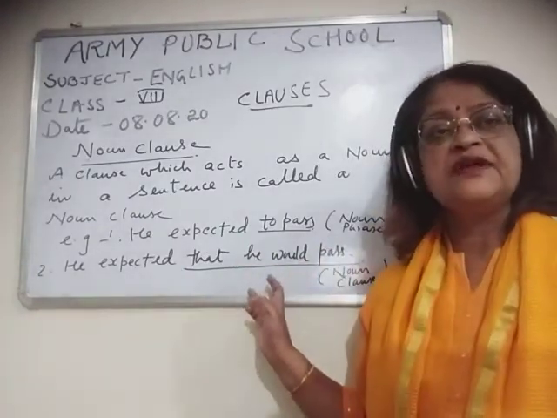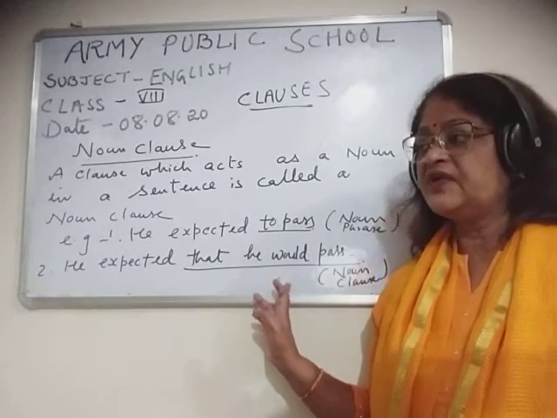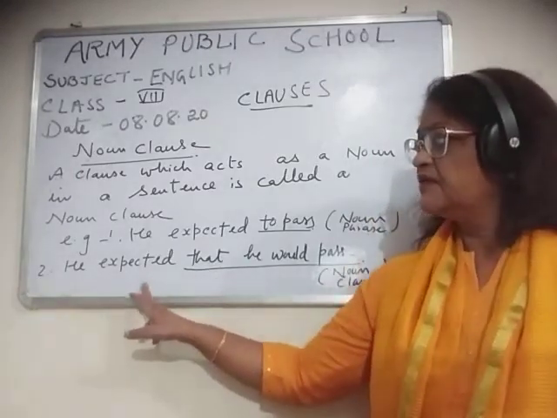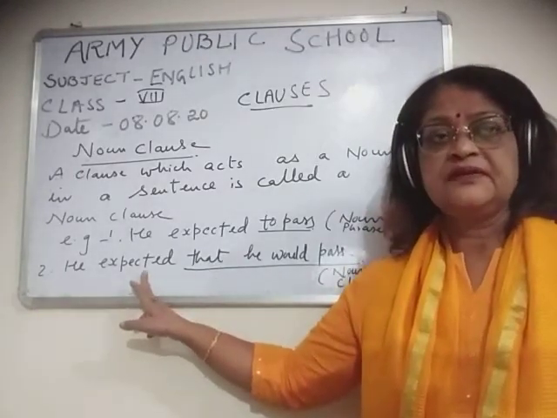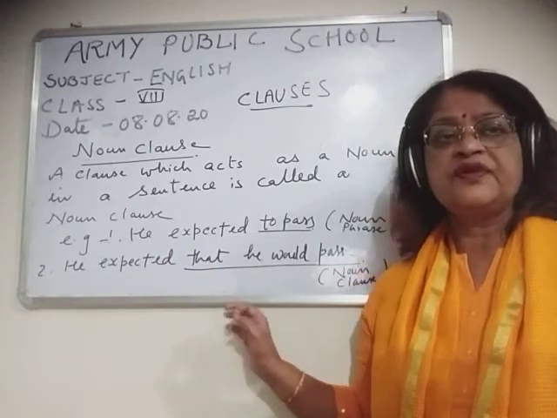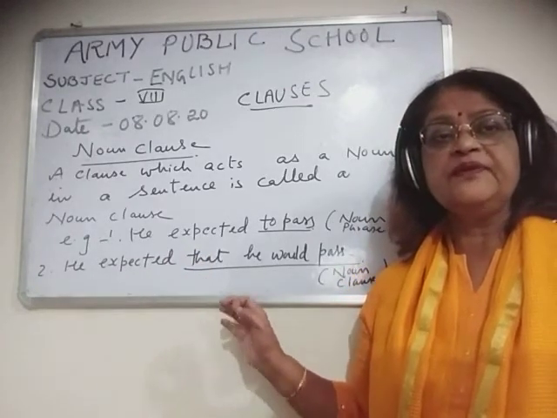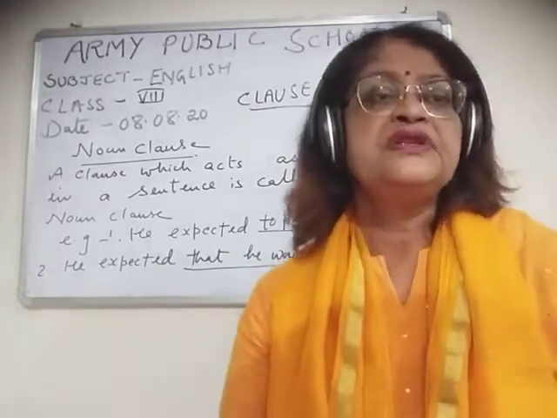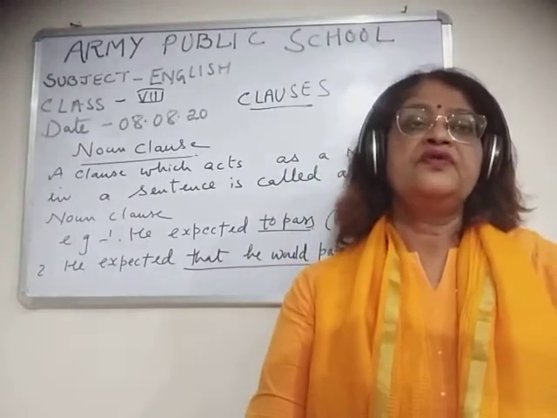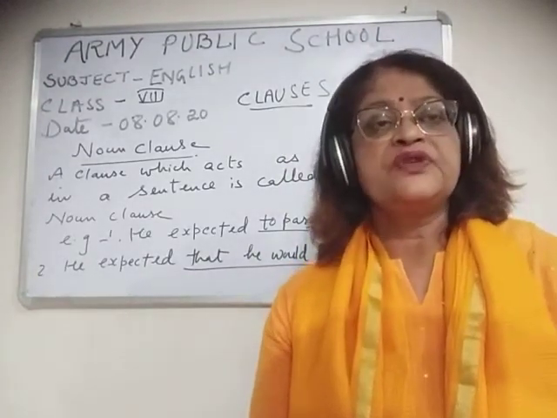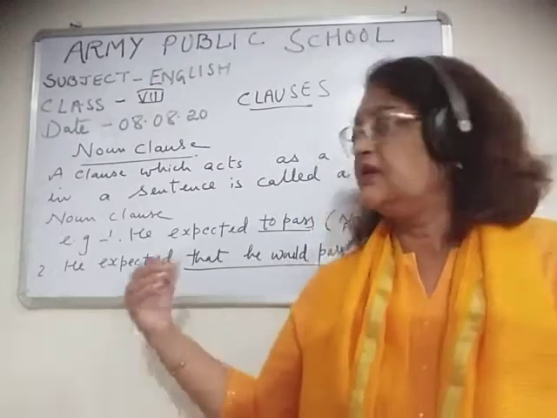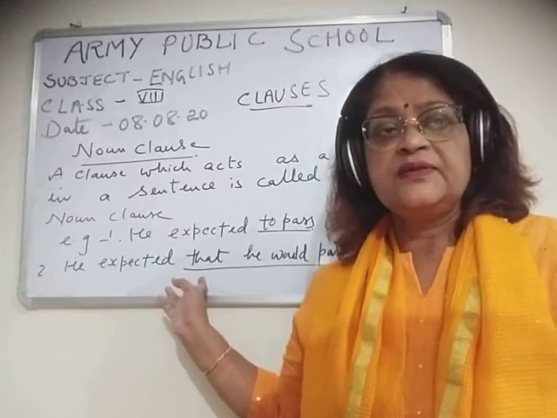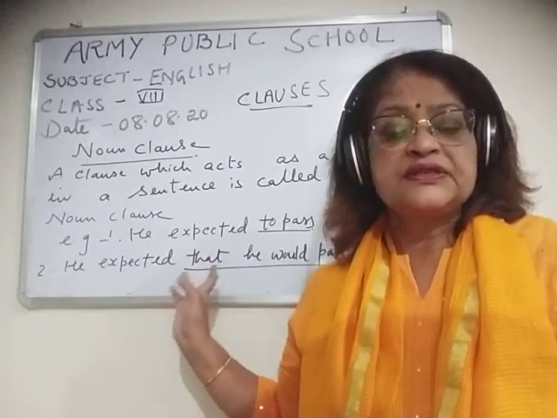Why is it a noun clause? Because, children, it is doing the work of a noun. And how is it doing the work of a noun? It is describing the verb expected, and it is acting as an object of the verb. So what is an object of the verb? A noun or pronoun which comes after the verb. So here it is a noun coming after the verb expected. This is an object of a verb, and this is a noun clause.